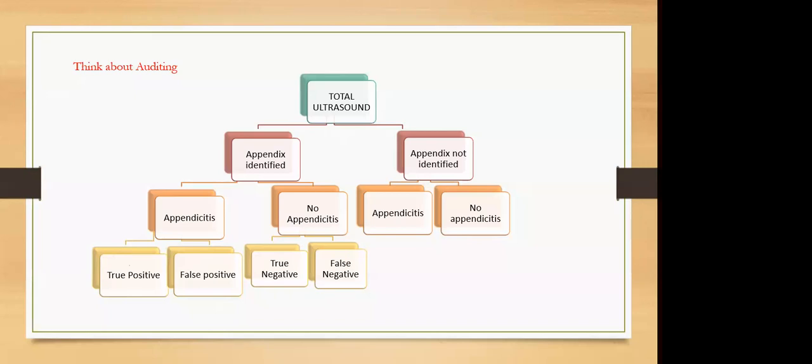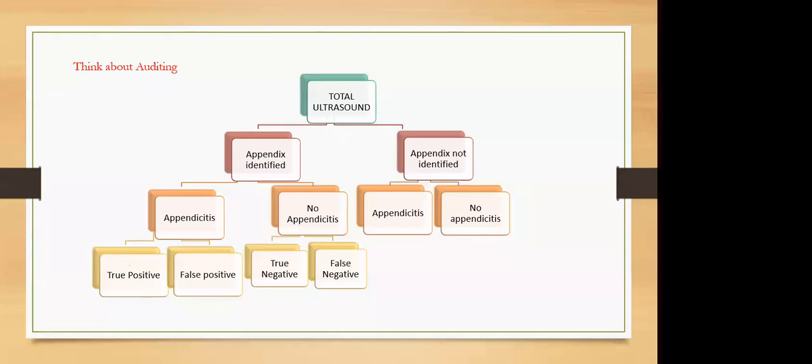For those patients that you saw, you identified the appendix, and the appendix was normal, or there was appendicitis. Let's suppose you had 20 patients you said had appendicitis. Out of those, how many were true positive and how many were false positive? How do you know that? If you said that patient had appendicitis, they took that patient to theater. If they take out the appendix, they send it to the lab for histology, and then the lab will tell you whether that patient had appendicitis or not.